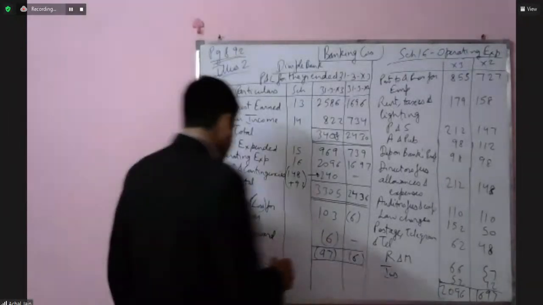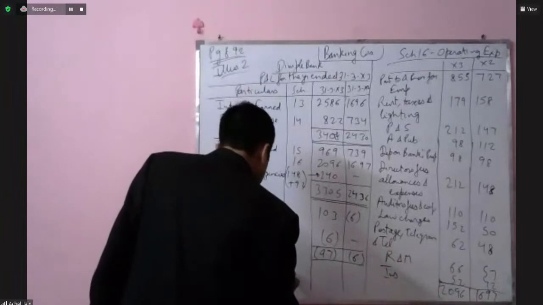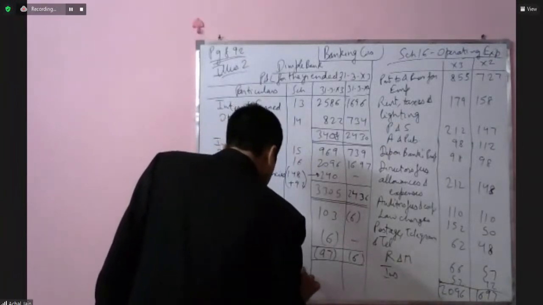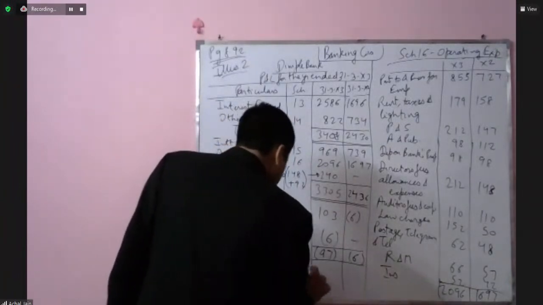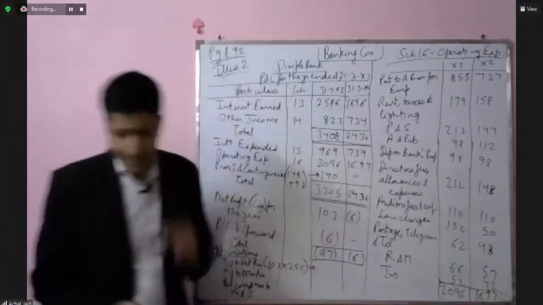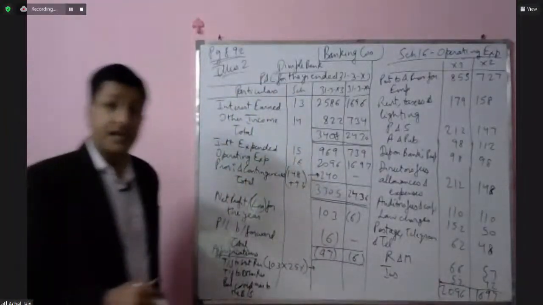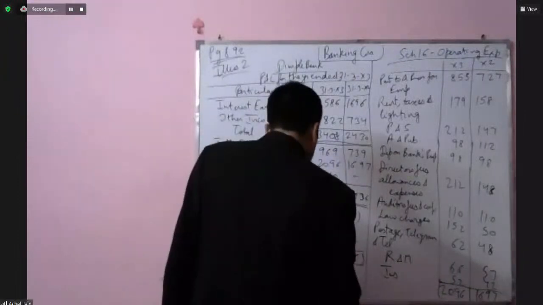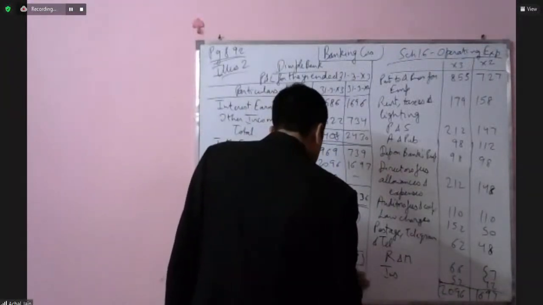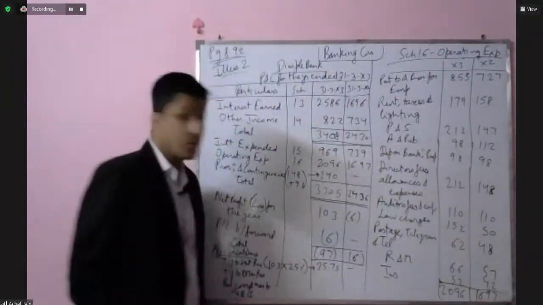103 into 25%. So what do you get? In the current year, we get 25.75. Last year it's nil because there was no profit.